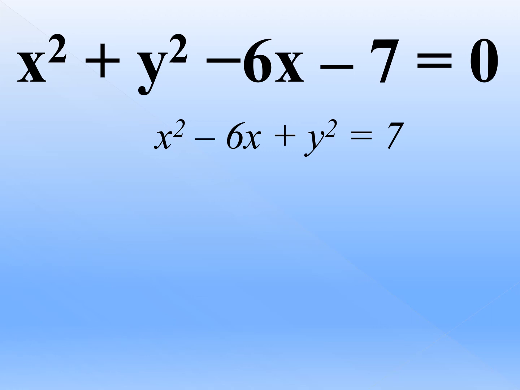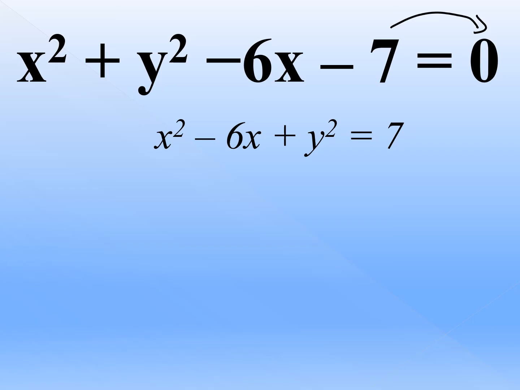So we're going to combine x squared minus 6x, and then plus y squared, and the negative 7 will be transposed to the other side. Or by the additive property, we're going to add 7 on both sides. That's the reason why we have x squared minus 6x plus y squared equals 7. Since it is negative 7, it will be positive 7 on the other side.